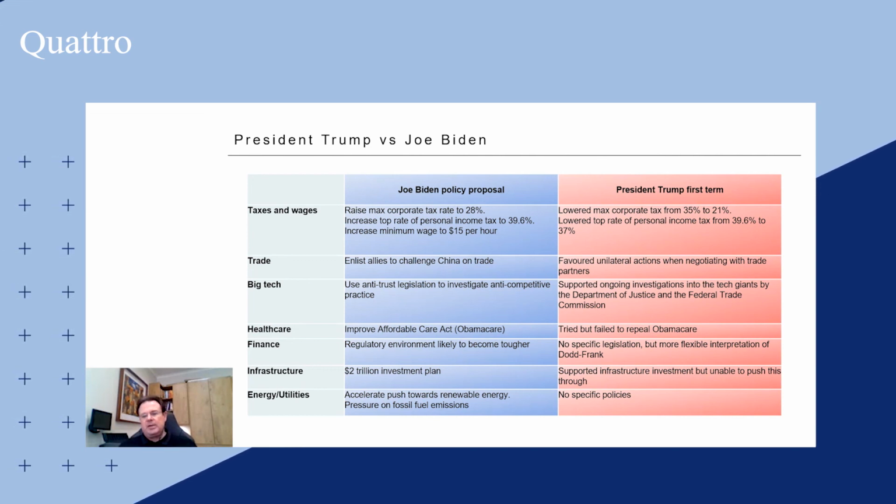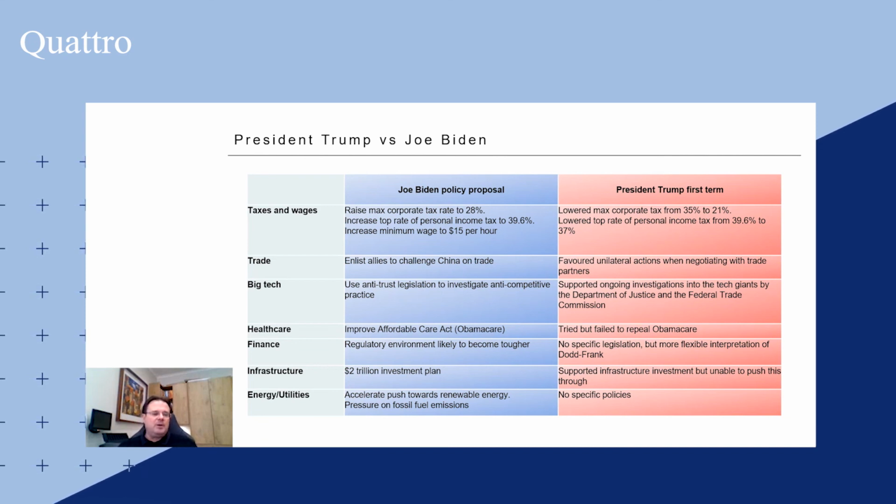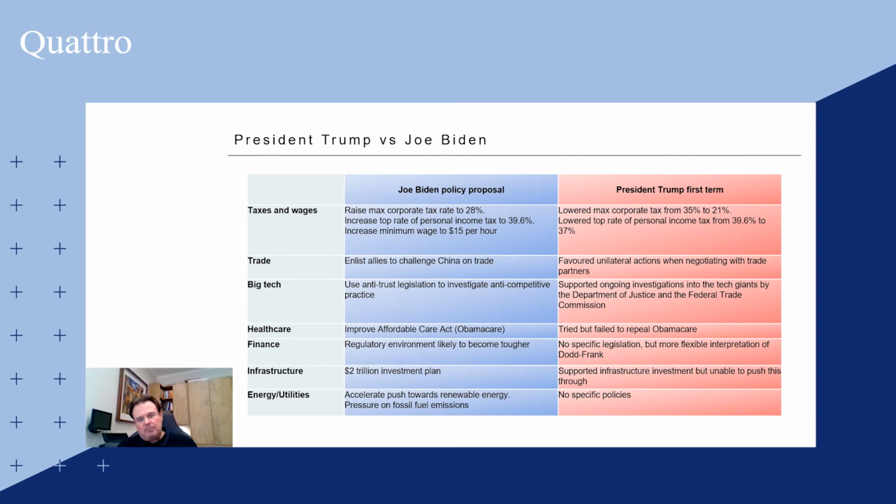So my feeling is it's net negative for the markets, but over the longer term, hopefully it puts the US and by implication the world economy in better shape.